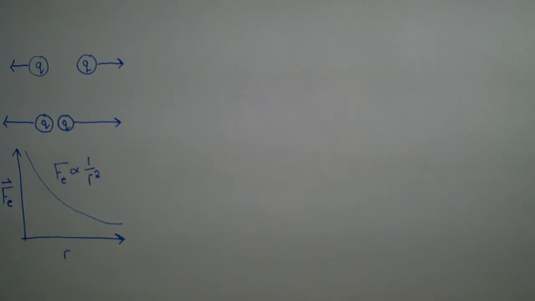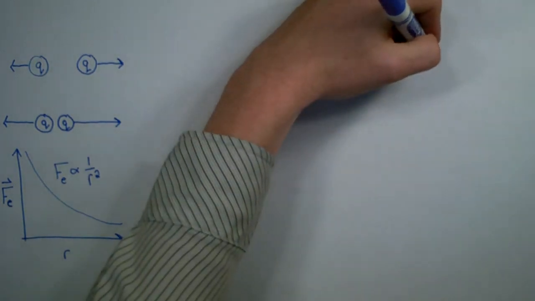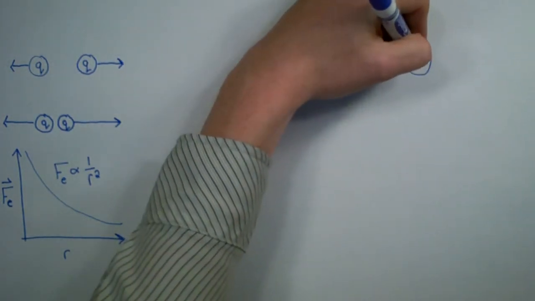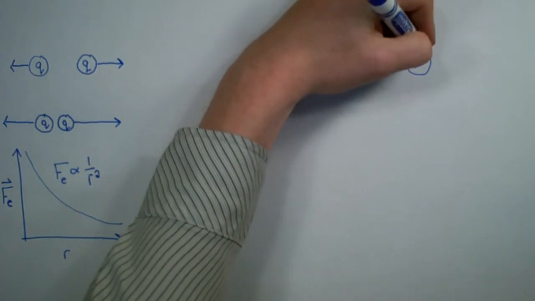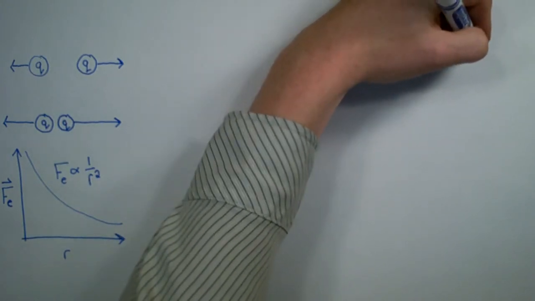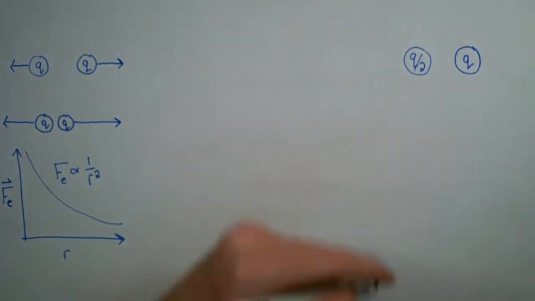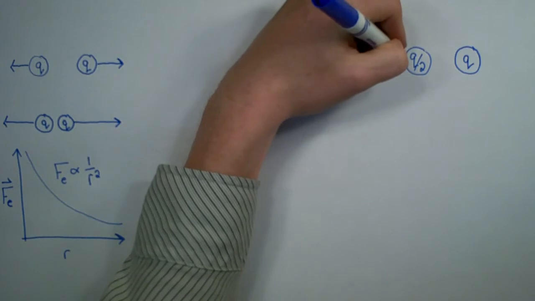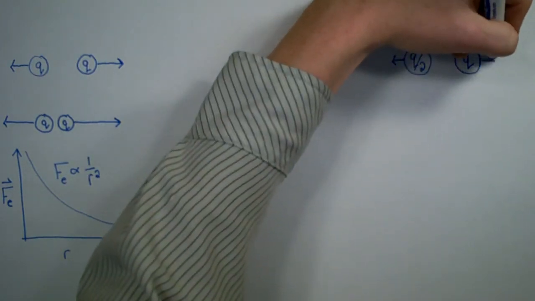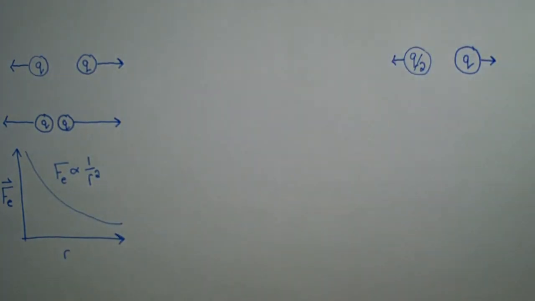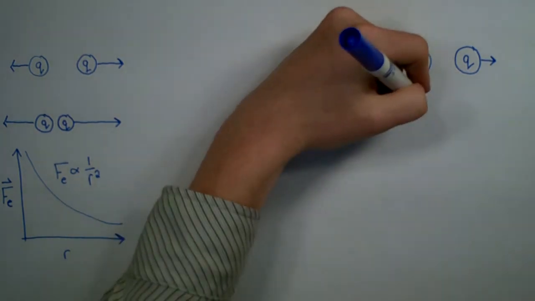One of the other things that we notice is that if you take the same charge Q, and we change the charge on one of them so we have Q and Q over 2, the amount of force that each experiences is going to be decreased. Again, it's going to be equal and opposite on both charges.